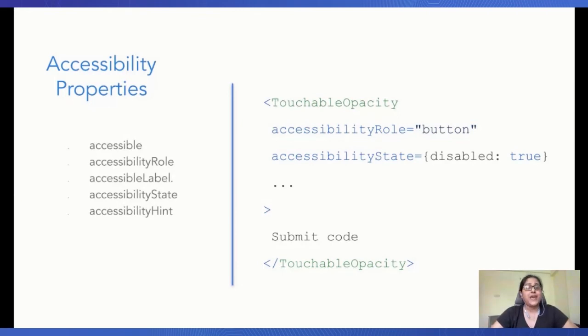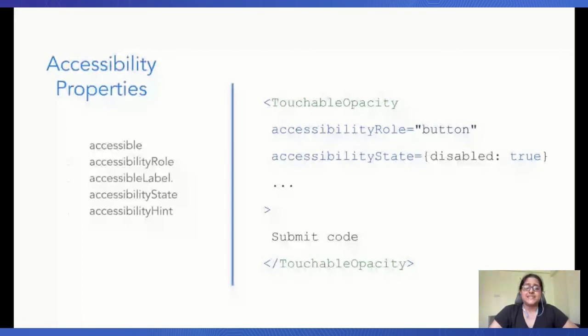We can also have heading as the accessibility role, which will be helpful for a user when they are navigating through the different pages of the app. This will help them know what is there in a particular page so that they can quickly skip it if it's not interesting for them.